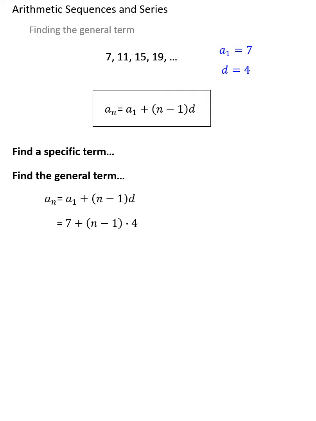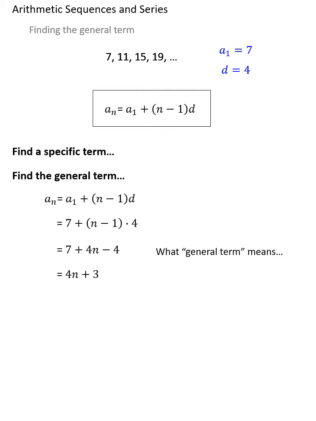All I have to do now is use some algebra to simplify it, distribute the 4, combine like terms, and I now have a good expression for the general term of this sequence.